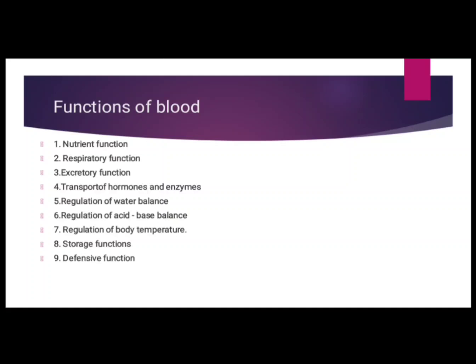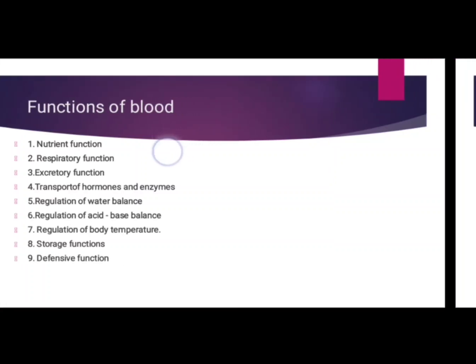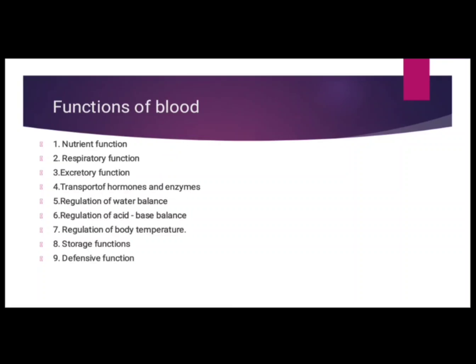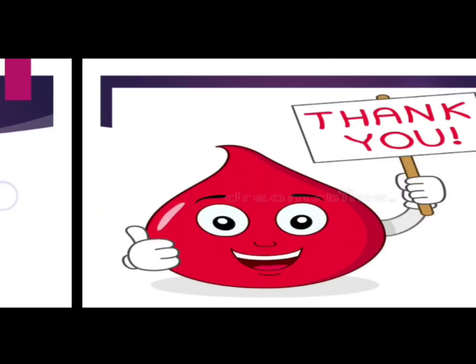Then, storage function. Water and some important substances like proteins, glucose, sodium and potassium are constantly required by the tissues, and blood serves as a ready-made source of these substances. They are taken from blood during conditions like starvation, fluid loss, electrolyte loss, etc. Then, defensive function. Blood plays an important role in the defense of the body: neutrophils and monocytes engulf bacteria by phagocytosis, and lymphocytes are involved in the development of immunity.